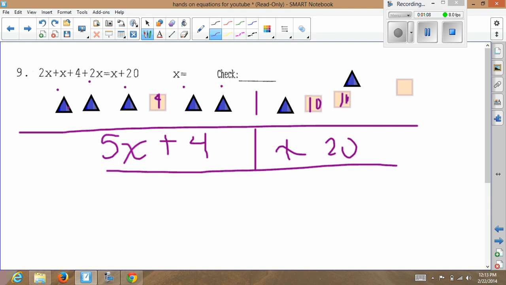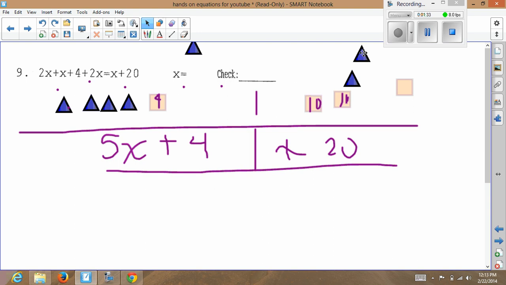So now I'm going to solve it the way I usually do. What I can take from the left, I can take from the right. I can start with my numbers or my variables. It doesn't really matter with this kit. So I think I'll start with my variables. I'm going to take an x from each side. So when I take that x away from each side, I'm left with 4 x's and a 4 on the left, and I'm left with 20 on the right.